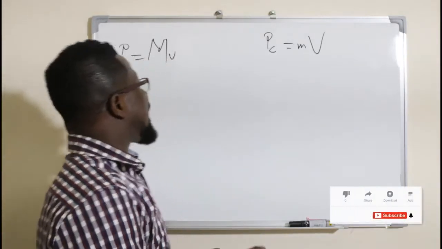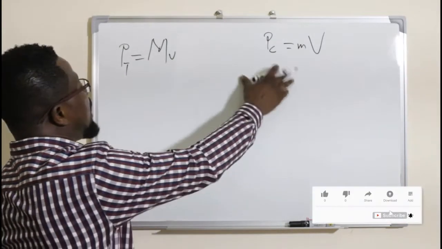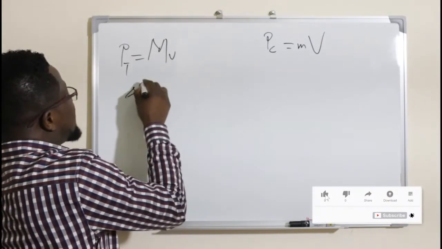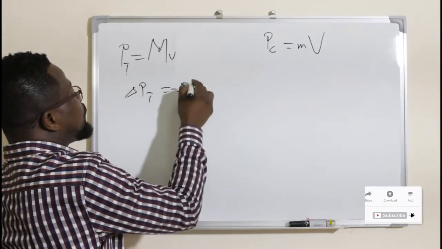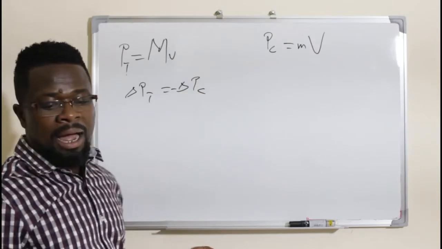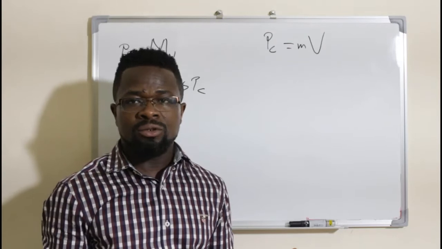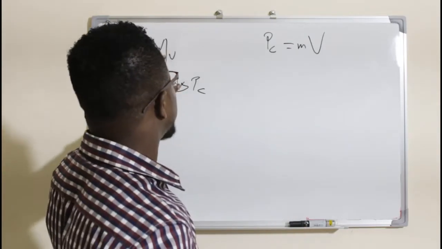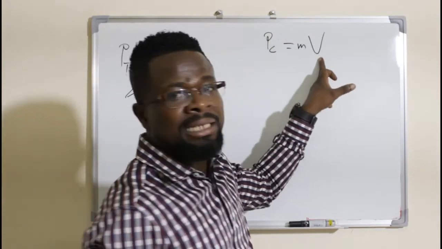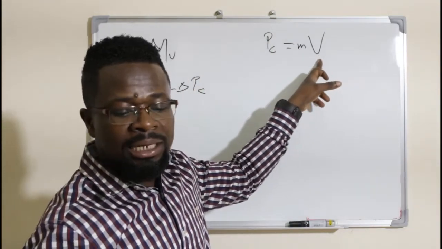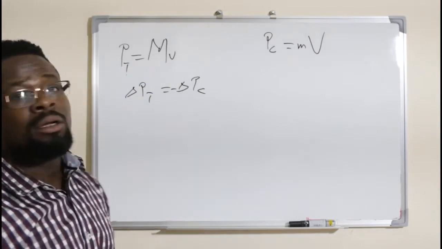So if we try to find the change in momentum from here, we can see that the change in momentum of the truck will be equal to the negative change in momentum of the car. They are going to be equal, but opposite in direction. So their momentum are equal because this one has a larger mass but a smaller velocity, and this one has a smaller mass but a larger velocity. So their change in momentum is going to be equal, but opposite.